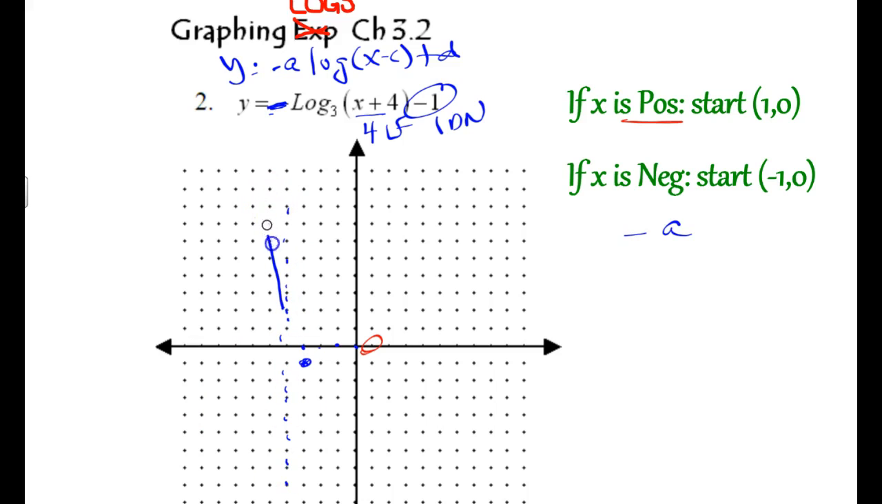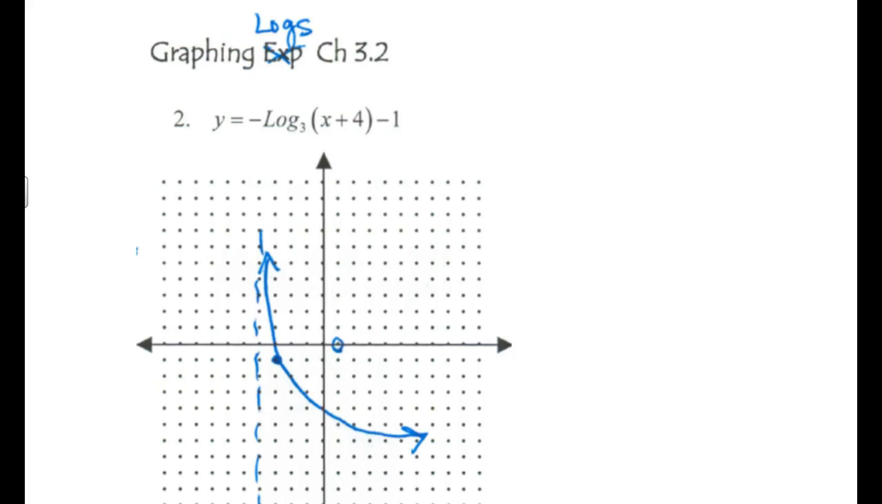So I actually can't be on this side because I can't cross the asymptote. That will help define where the function is. So I'll start up high and head down low. And this function gets infinitely close to the asymptote but does not cross. It looks something like this.